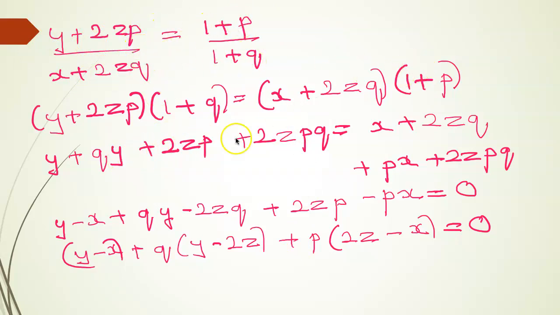Cross multiply, then you open up the bracket, so I get y plus qy plus 2zp plus 2zpq equal to x plus px plus 2zq plus 2zpq. So 2zpq gets cancelled, shift everything to one side. So I get y minus x plus qy minus 2zq plus 2zp minus px equal to 0. Or I get y minus x plus q into y minus 2z plus p into 2z minus x equal to 0. So this is your partial differential equation.